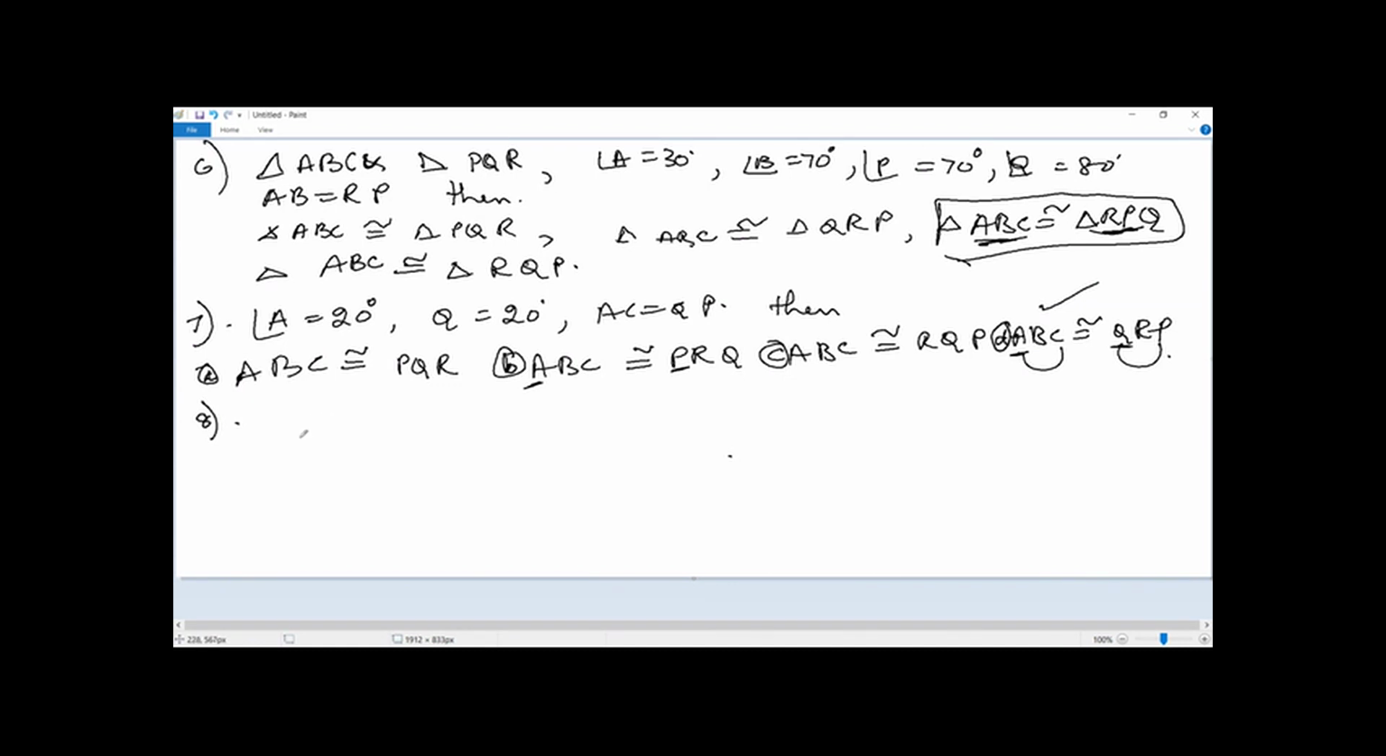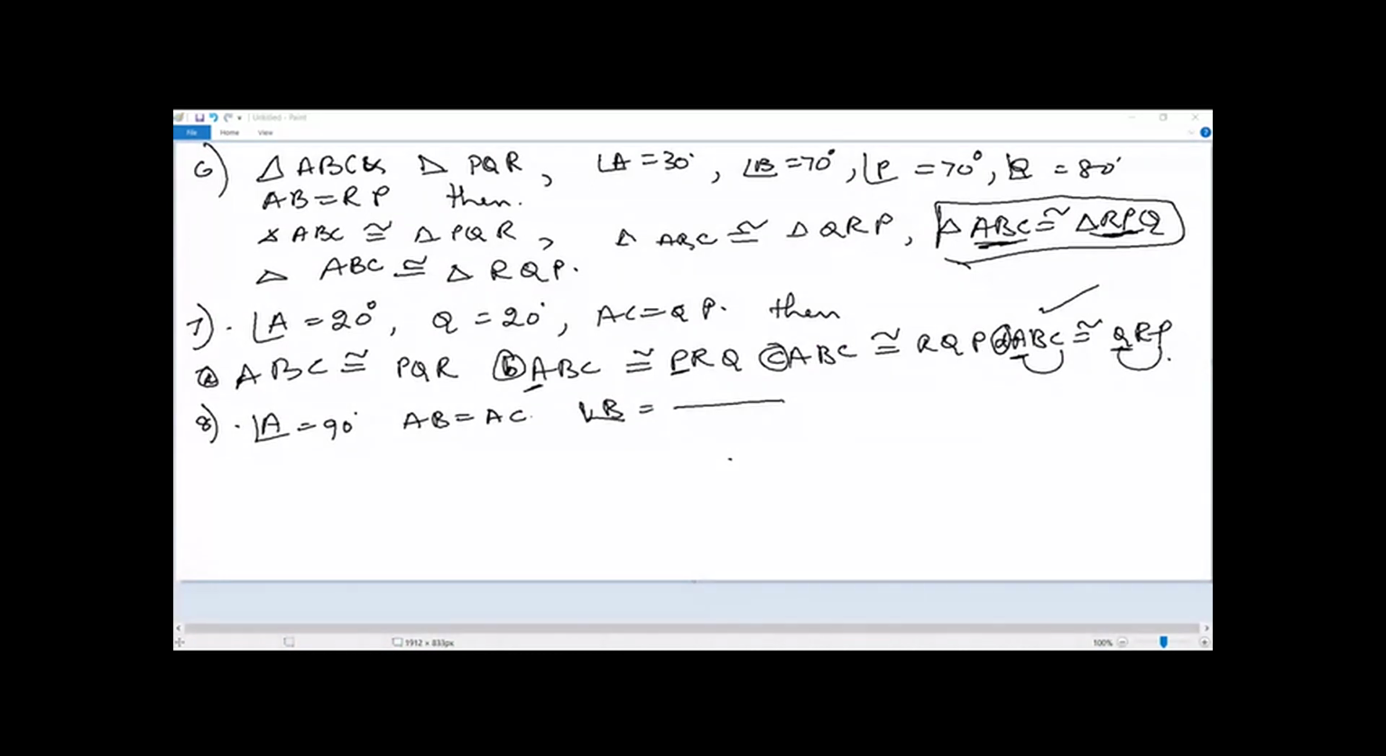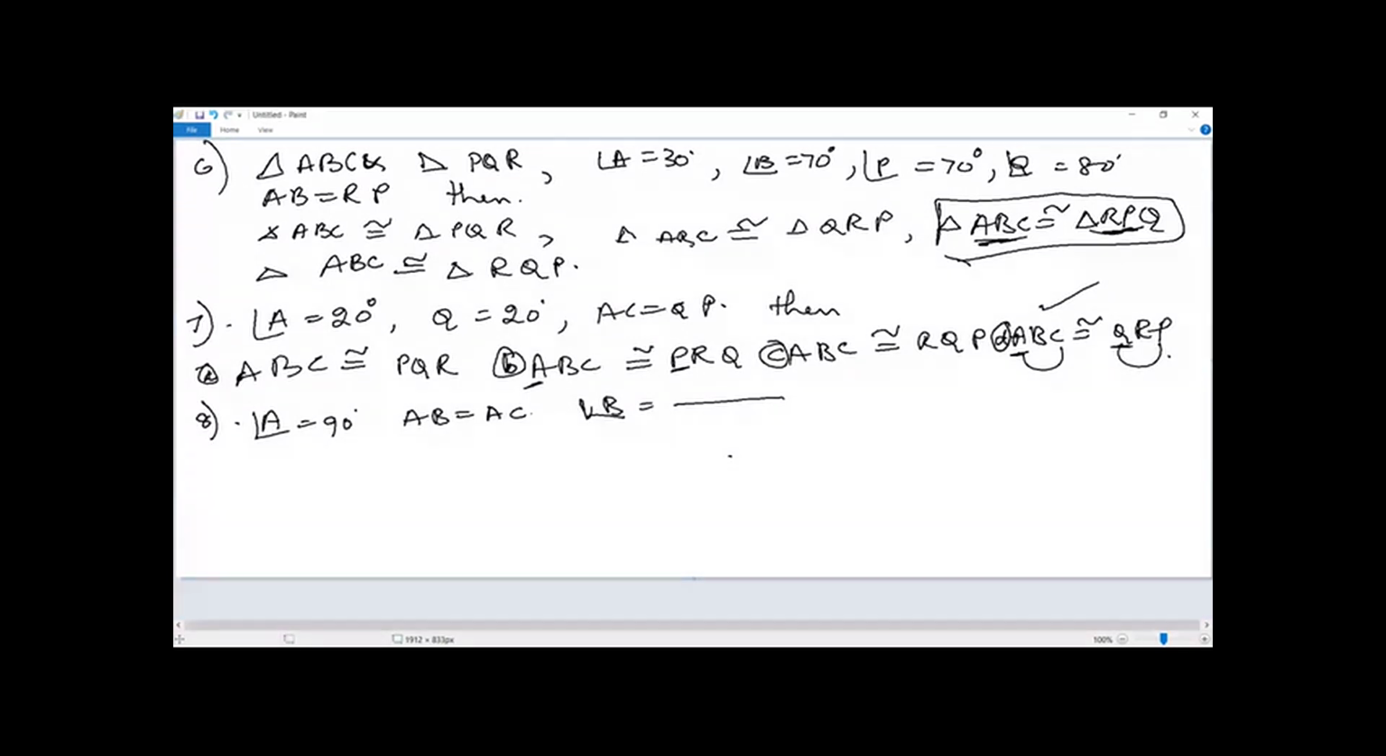In a right angle triangle, angle A equal to 90 degrees, AB equal to AC, how much is angle B? Angle B equal to dash. Now who has to answer? Mahantesh answered. Pavitra, how much is angle B? Pavitra?